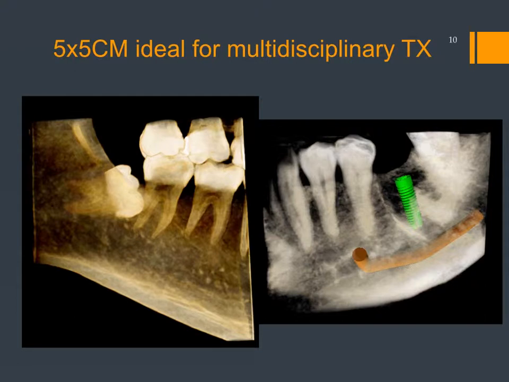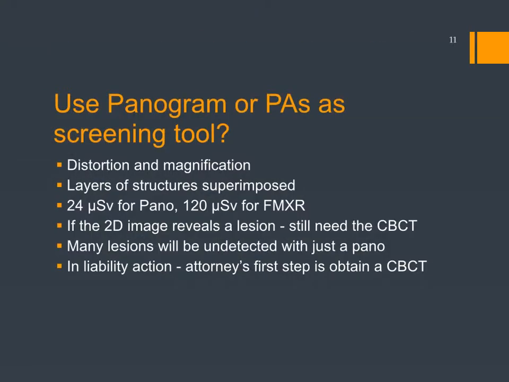So should we use the panogram or periapicals as a screening tool? Maybe that's the way to first take a screening panogram and say, okay, do we need the CBCT? And I don't think it's such a good idea. They're very distorted, and the magnification is variable throughout the panogram. The layers of structures are superimposed.